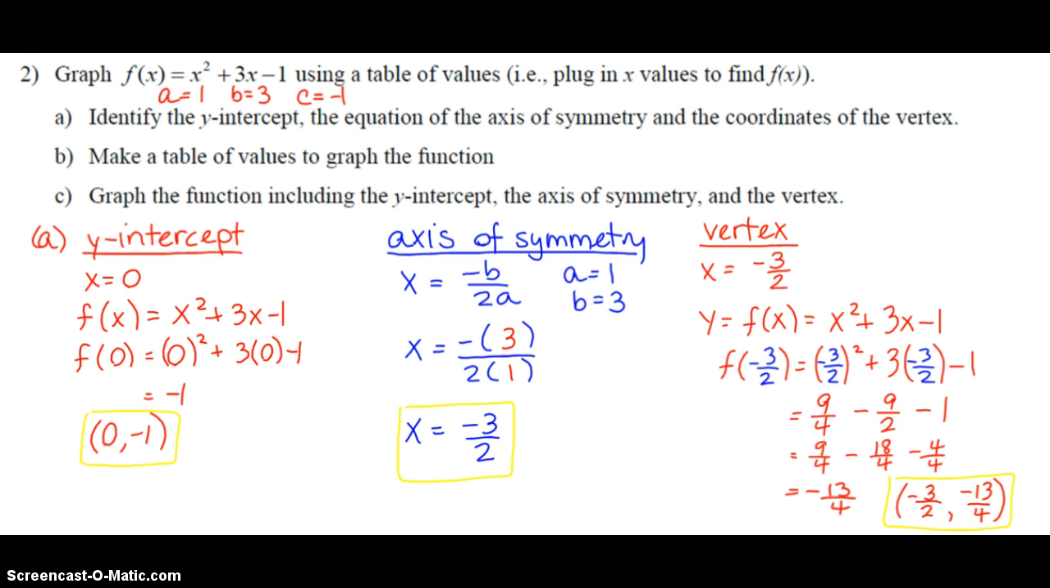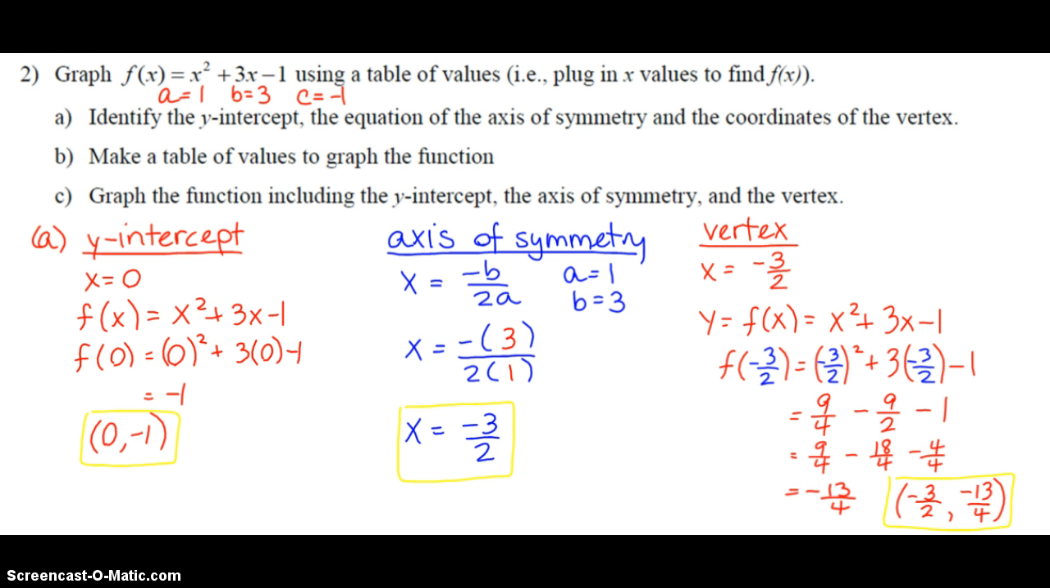So for part A, we're finding the y-intercept, the axis of symmetry, and the vertex. The first thing that we need to do is make sure it's in standard form. It is. And then we identify the A, B, and C of standard form. So A is equal to 1, the coefficient of the x squared term. B is equal to 3, the coefficient of the x term. And C is our constant, -1.